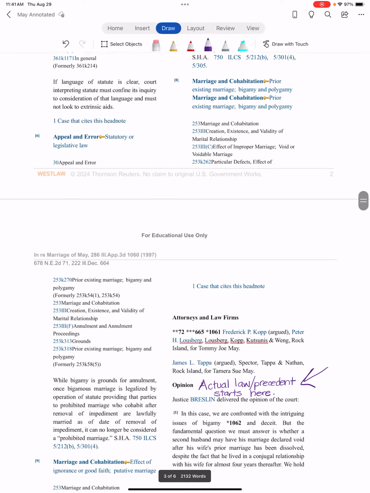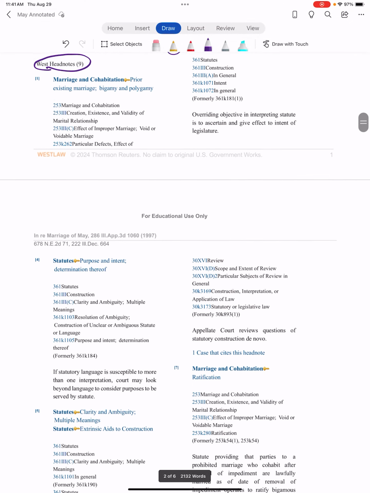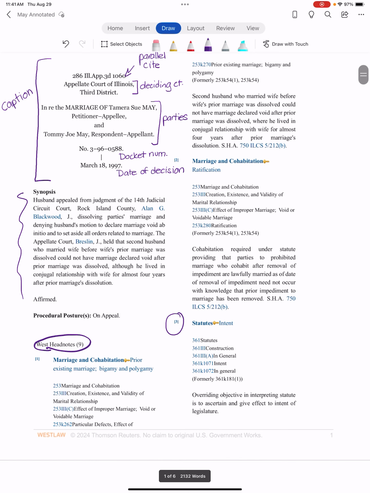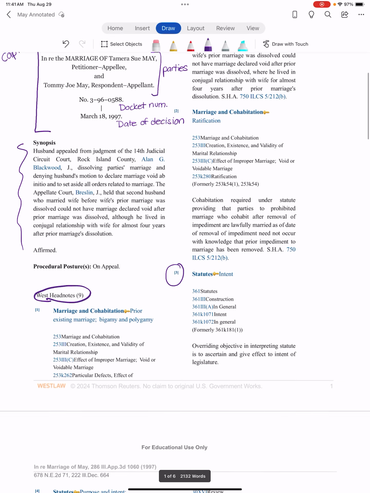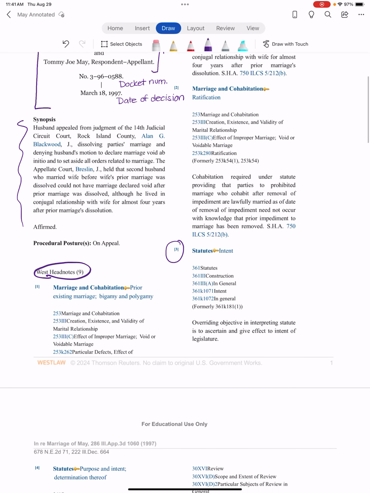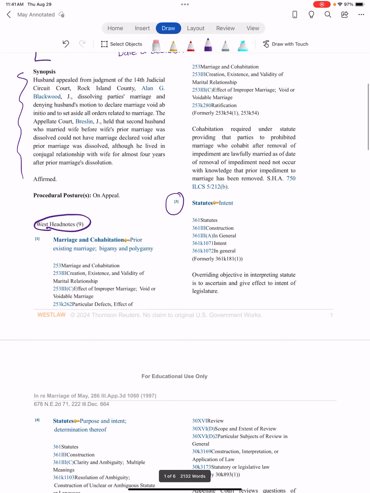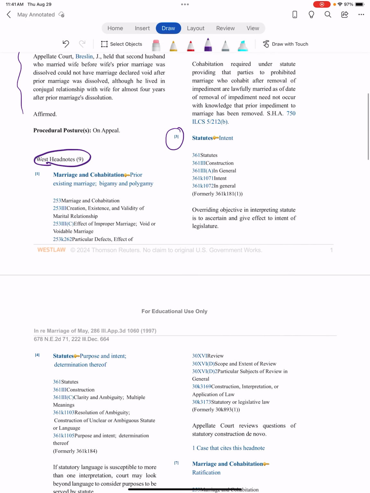So I go back and I look at my headnotes because I am just going to skim first. I look at the headnotes to see what's going to be covered in this case opinion. Okay, so it's going to be starting here at headnote 1. Second husband could not have marriage declared void, couldn't get an annulment where he lived in a conjugal relationship with the wife for almost 4 years. Okay. Cohabitation required under the statute. Okay, it doesn't have to occur with knowledge. All right, so that's going to be another marriage piece. I'm reading here, headnote 3.